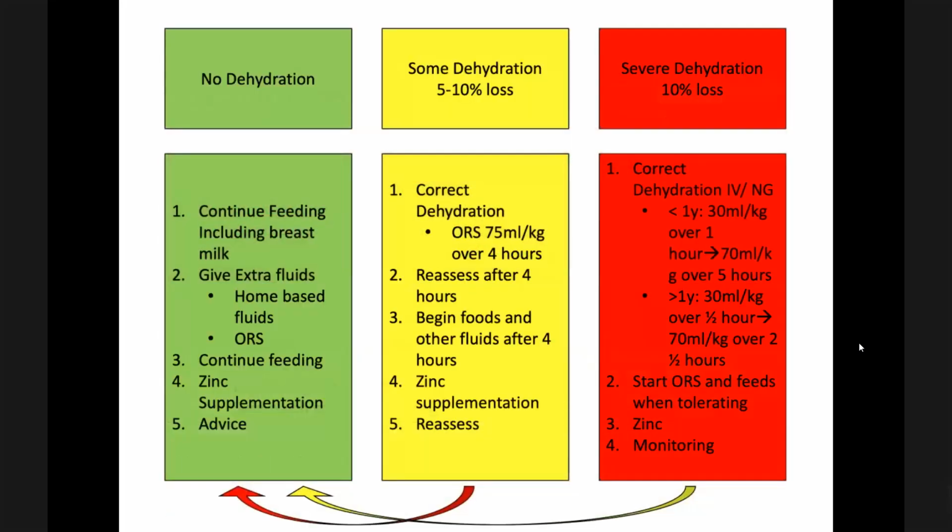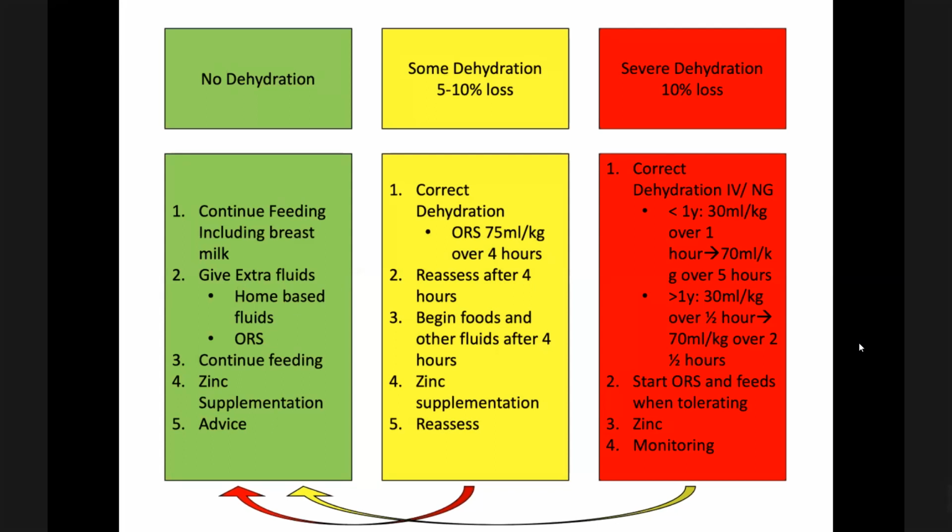So this slide is a bit complicated, but it nicely summarizes each step. Let's first look at the green one, that is no dehydration. I said there are three components of fluid management: correction of deficit, maintenance, and providing ongoing losses. Because there's no dehydration, you don't need to correct dehydration, or there's no deficit to correct. So you only have two components, that is maintenance and replacing ongoing losses. So you continue normal feeds, but you give extra fluid.